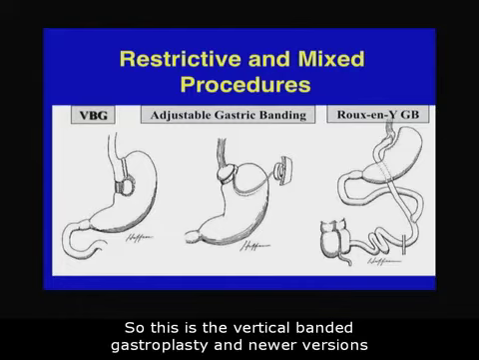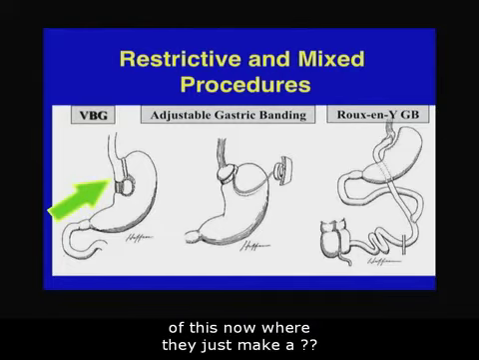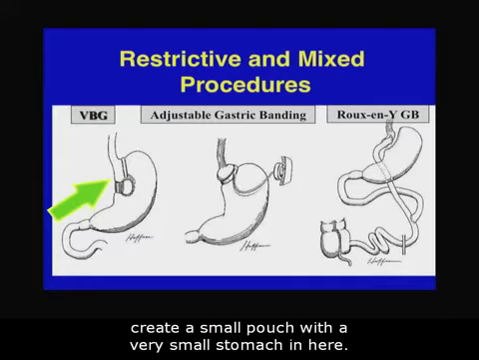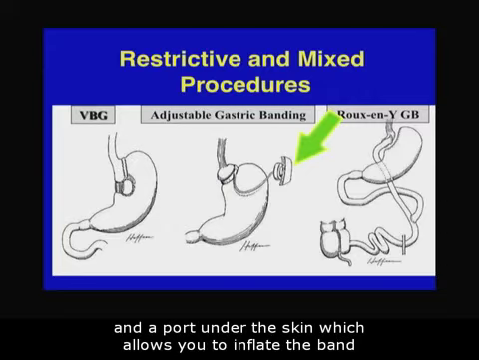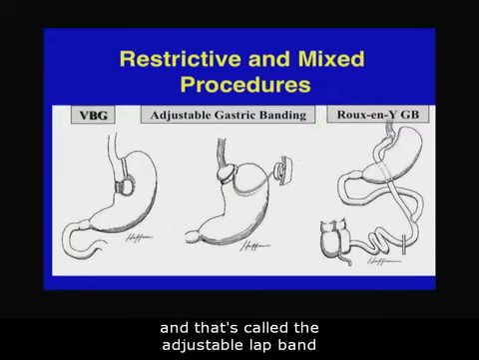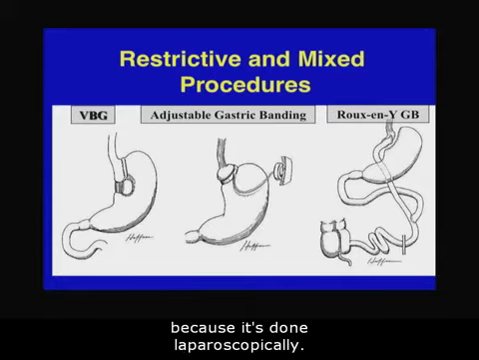So this is the vertical banded gastroplasty, and they have some newer versions of this now, where they just create a small pouch with a very small stomach in here. You can do this by putting a band around the stomach and a port under the skin, which allows you to inflate the band to various intensities, and that's called the adjustable lap band because it's done laparoscopically.